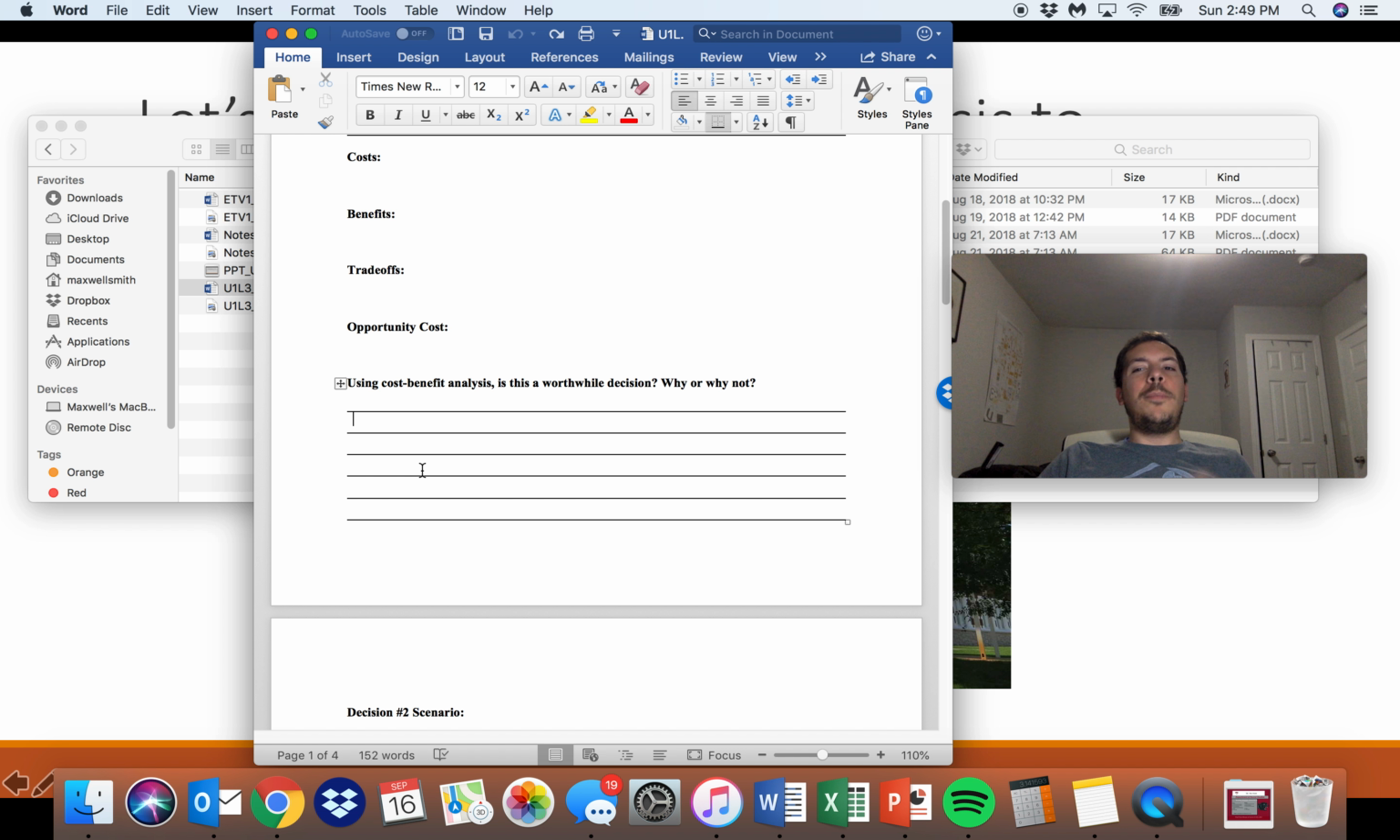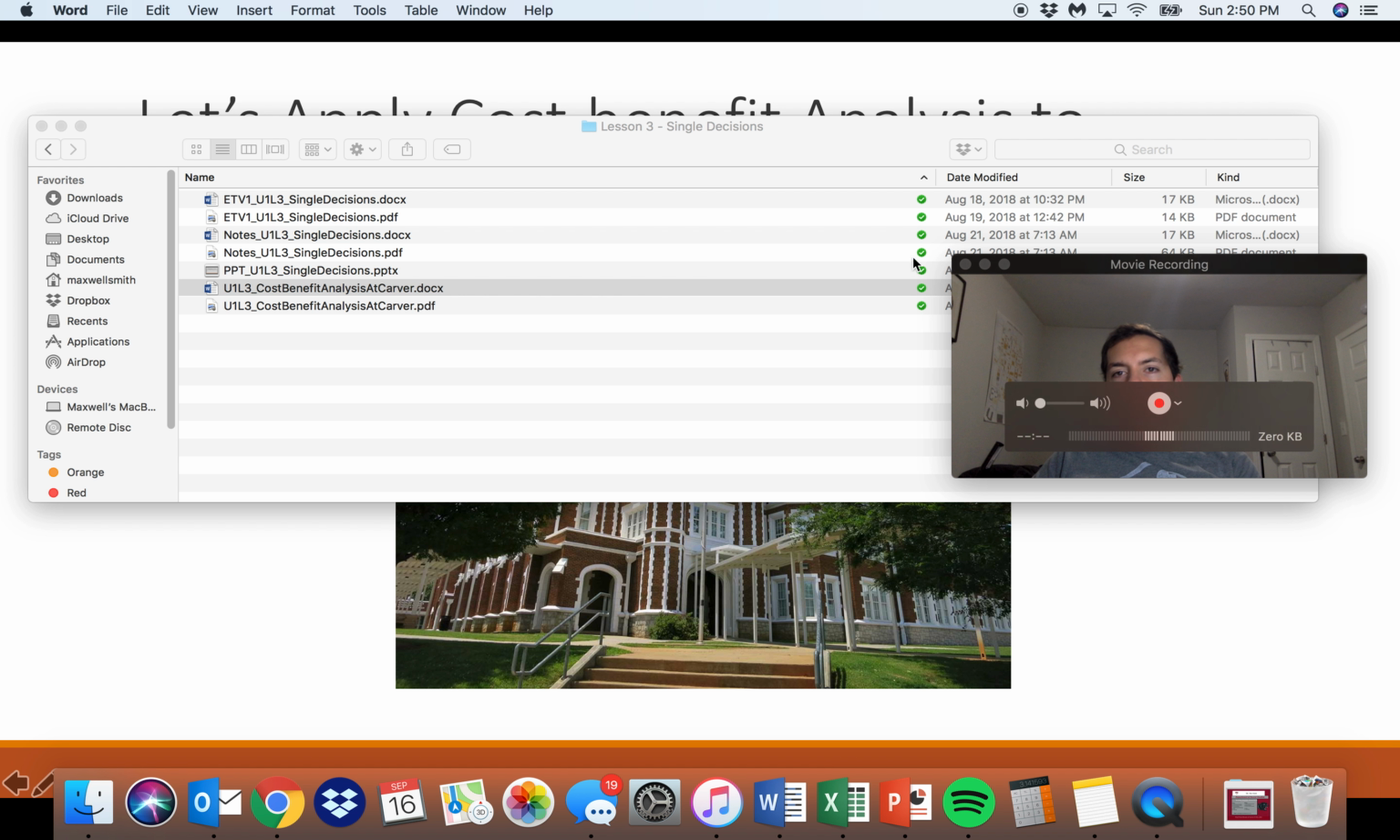Or you could say, you know what, the costs are actually greater, so I'm not going to be at school on time. And you need to tell me why. Explain your decision using cost-benefit analysis, weighing the benefits and the costs. So that is your classwork assignment that you need to make sure you turn in.